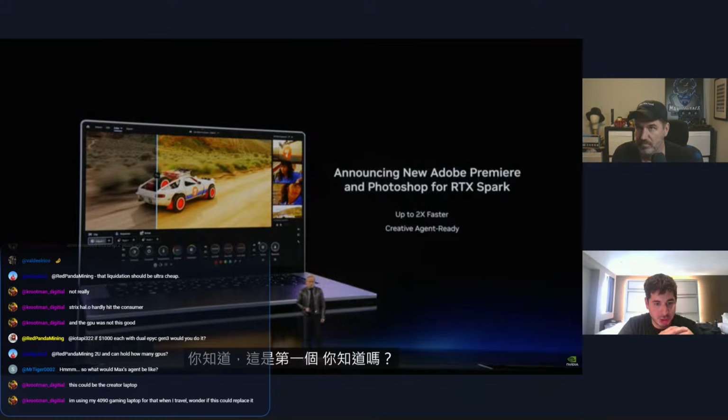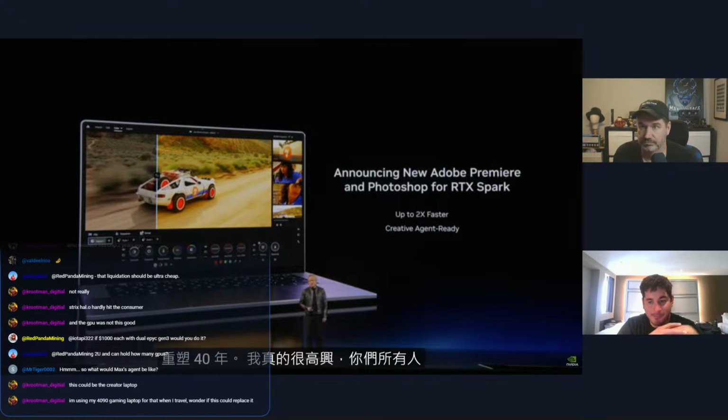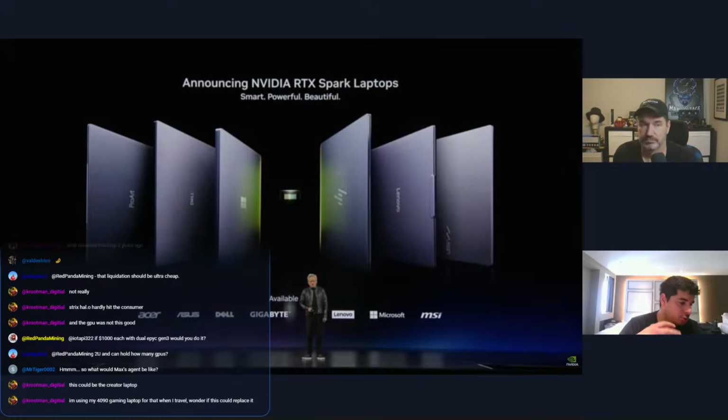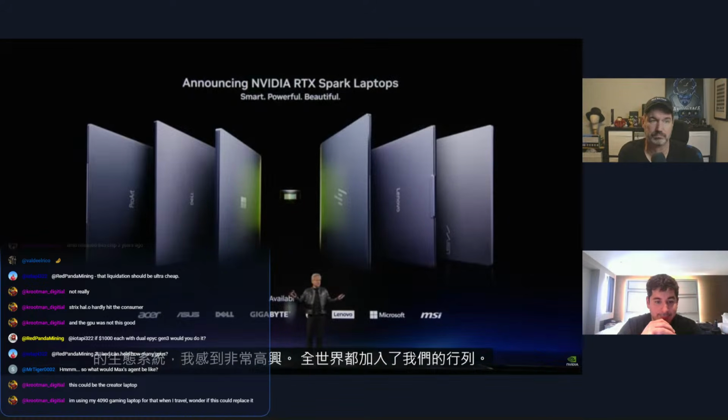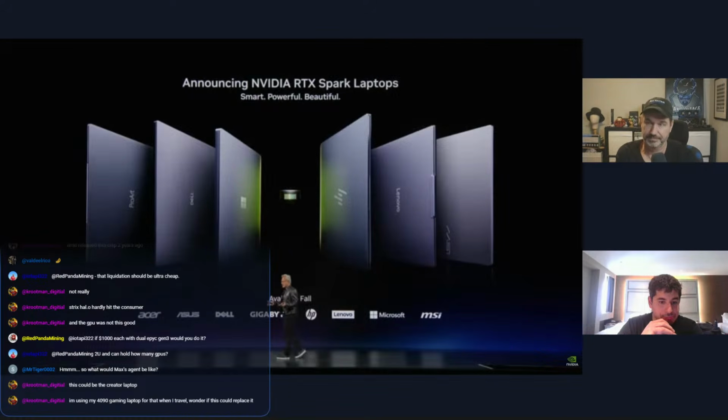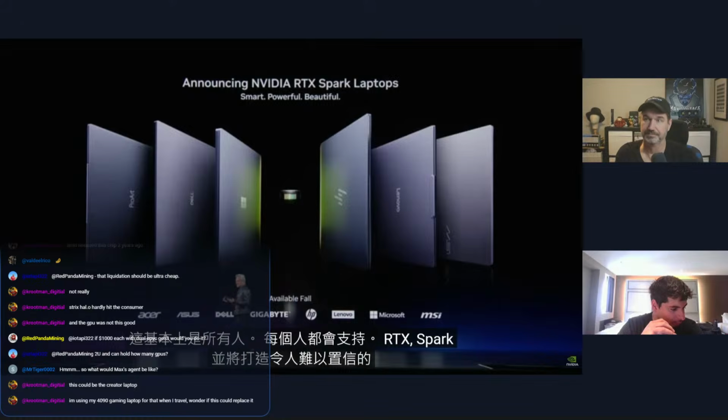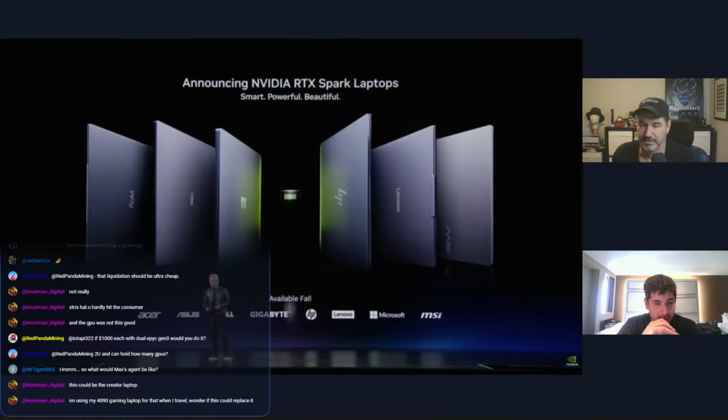the ecosystem around the world has joined us. Everybody will support RTX Spark and will be building incredibly smart, powerful, beautiful laptops with all of us. Thank you very much.